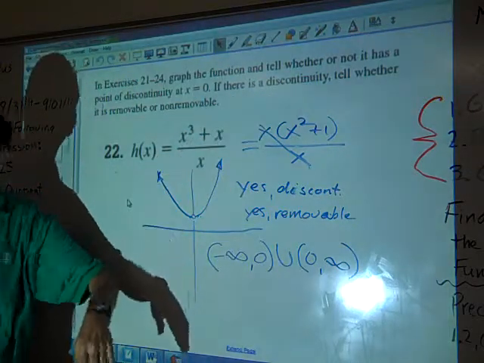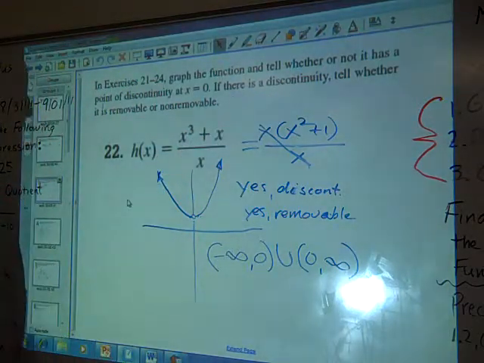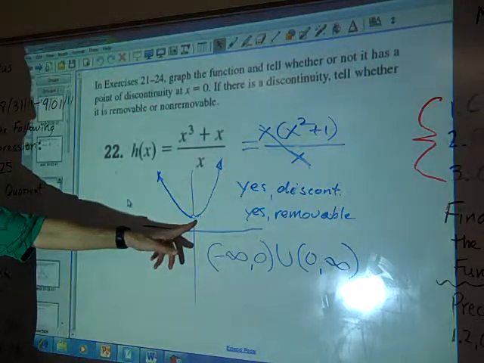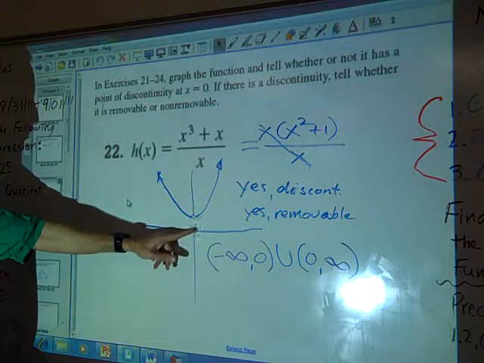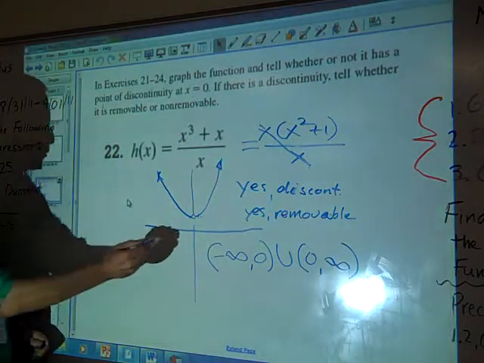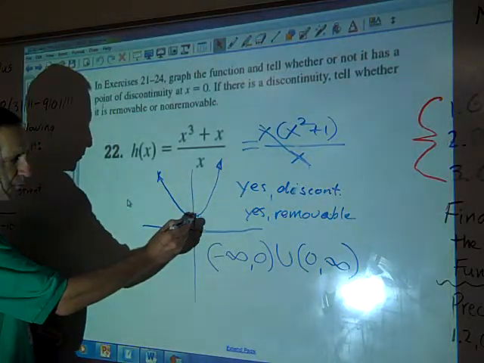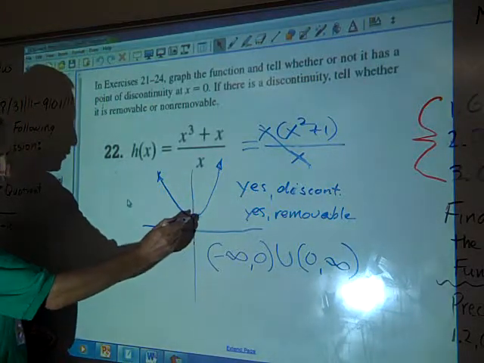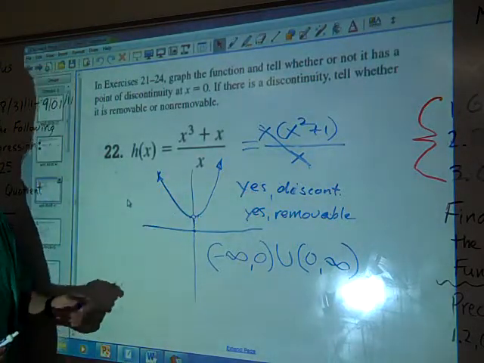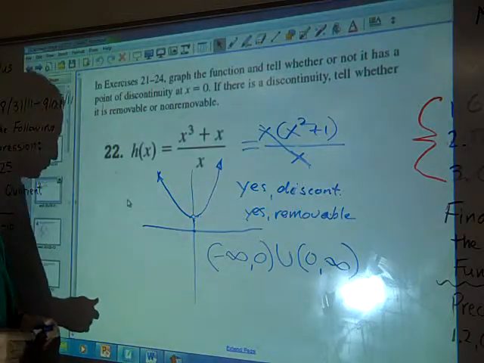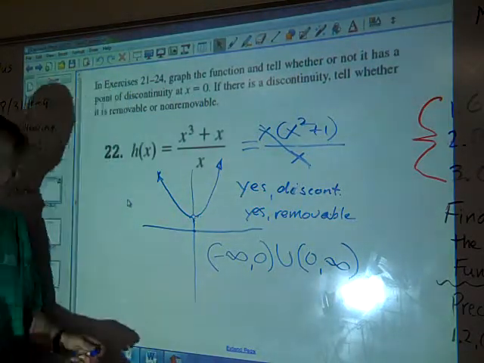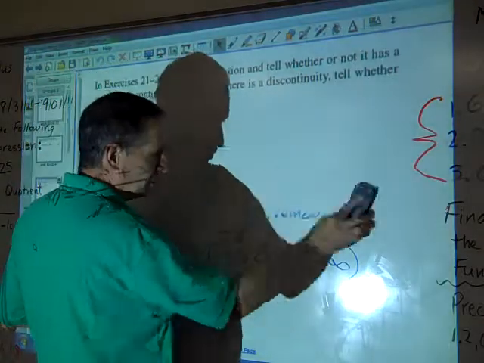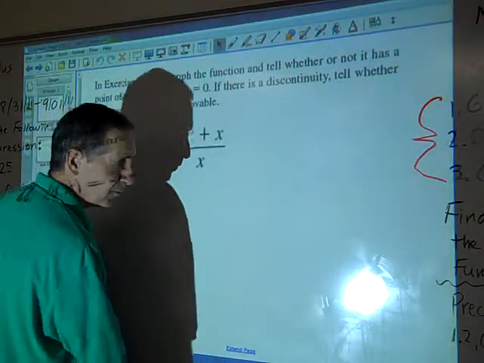Why is it not negative infinity to 1? Because it's at 0. How is it negative infinity to 0? They're talking about domain here, and each stop says 0. This has to do with range. It doesn't say 1. That's 0. That's a good question, though. Good questions help us learn.